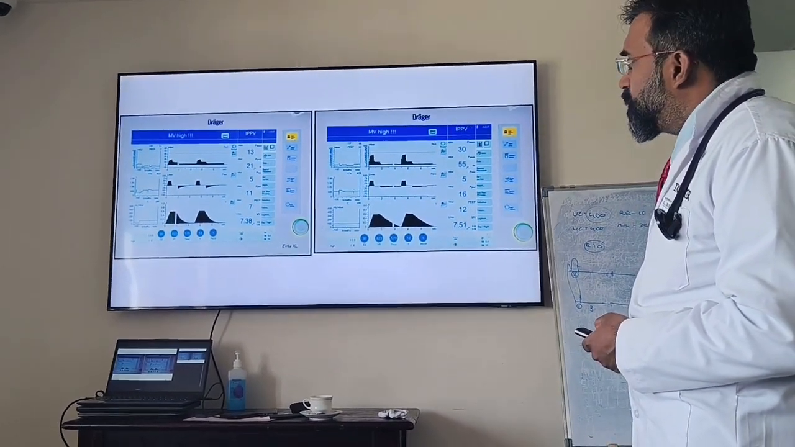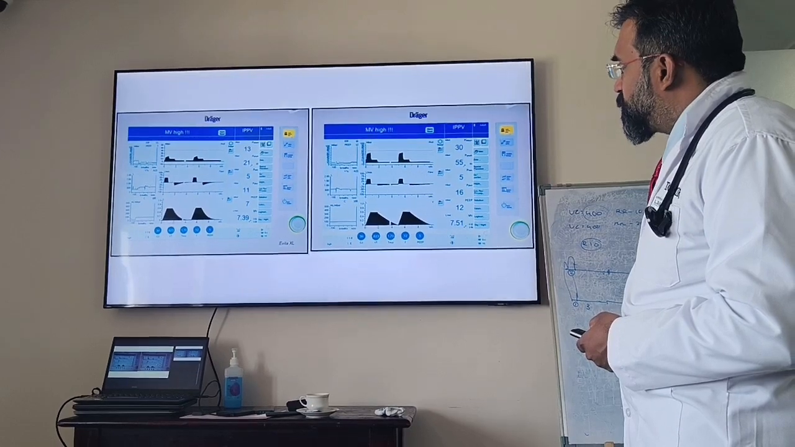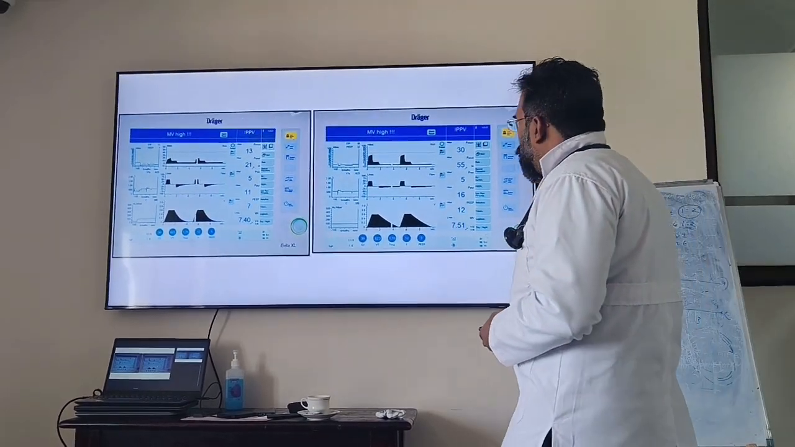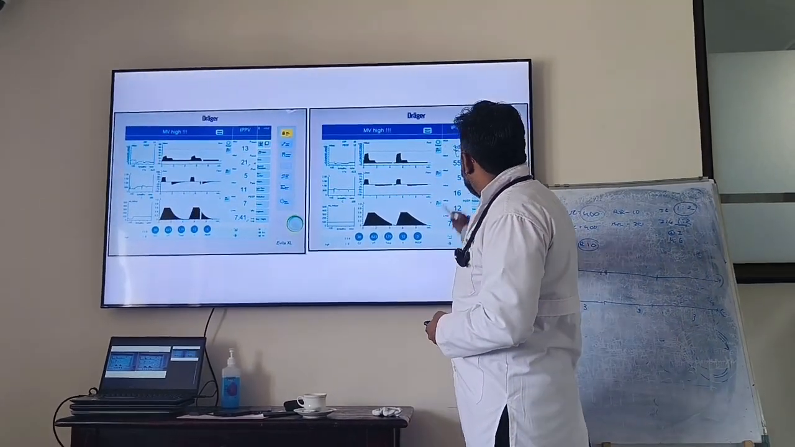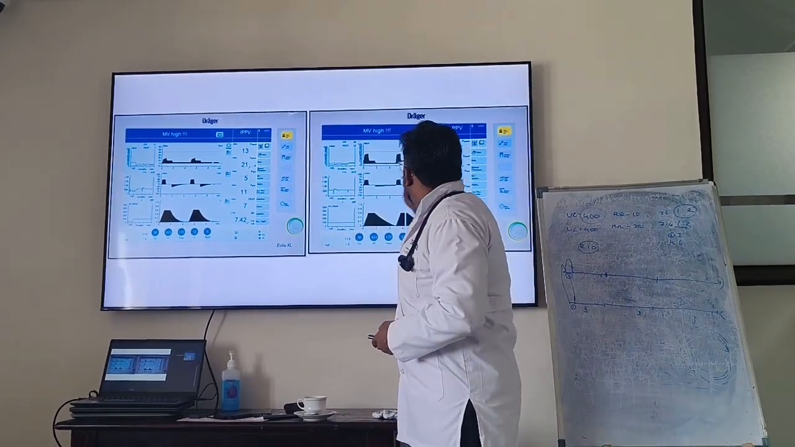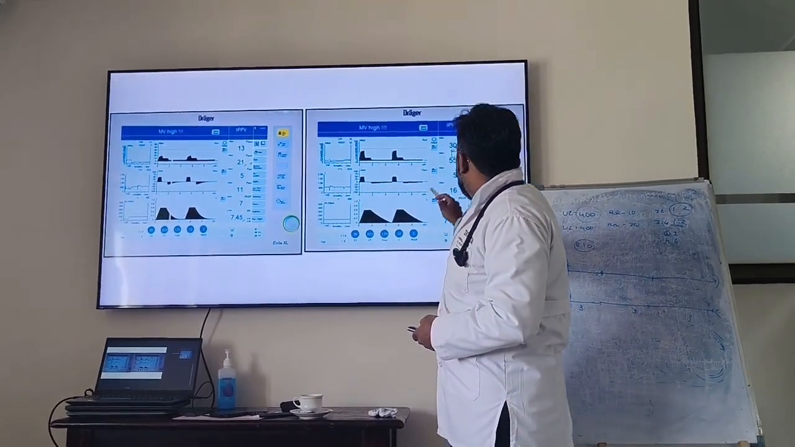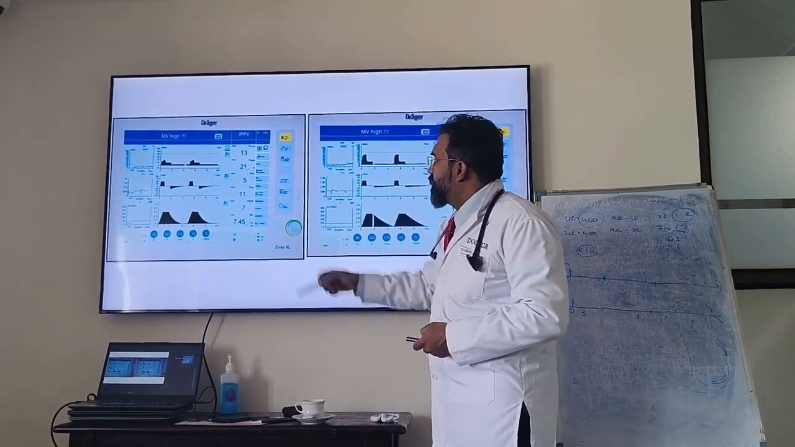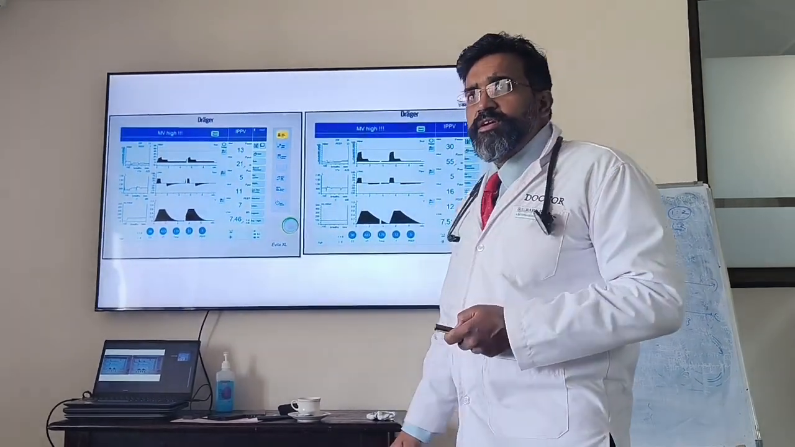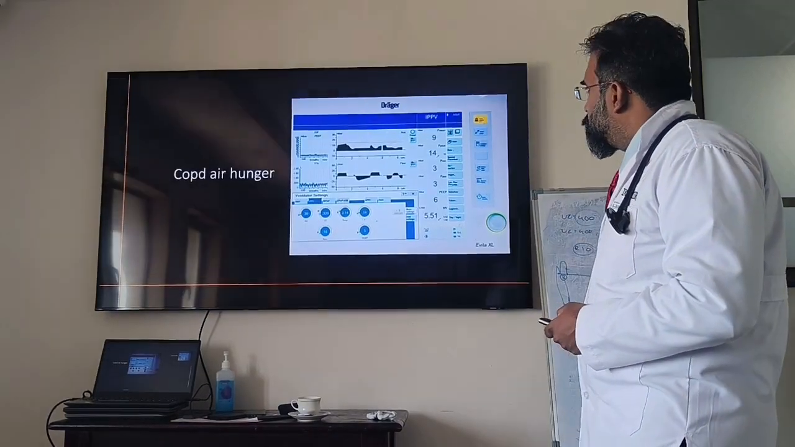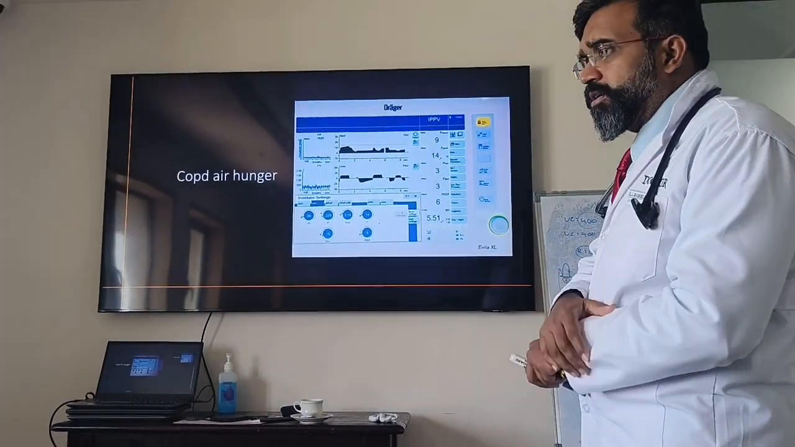That's normal. The same patient has now undergone bronchospasm. So what has occurred is the peak pressures have gone up. Mean pressures have gone up. Can you see that? And this particular waveform has changed. Clear? Waveforms have changed. Clear? Now this is air hunger.